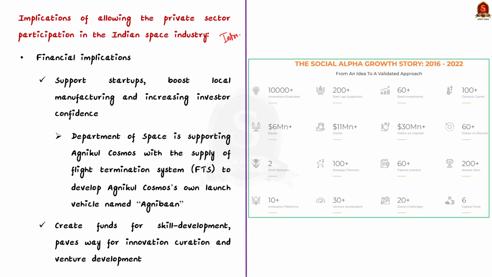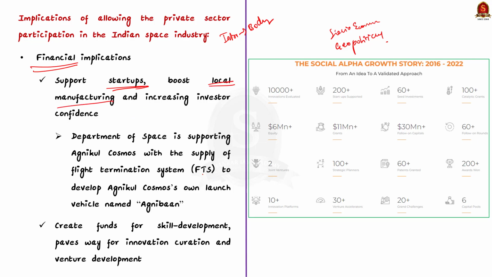Moving on. In the first part of the answer, you have to write about the implications of allowing the private sector participation in the Indian space industry. Here you can write the answer in 3 subheadings. Firstly, financial implications, then socio-economic implications, then geopolitical implications. In the financial implications, you can write that the new investments in the space sector can enhance India's space economy by supporting startups. It can boost local manufacturing and increase investors' confidence.